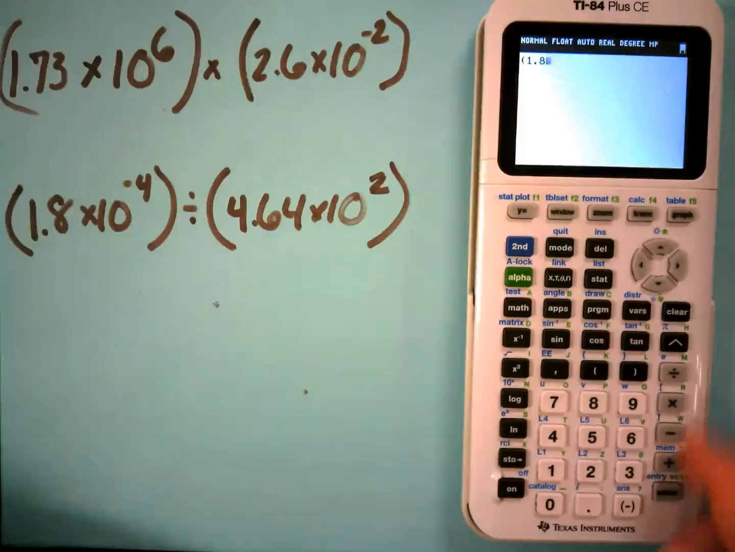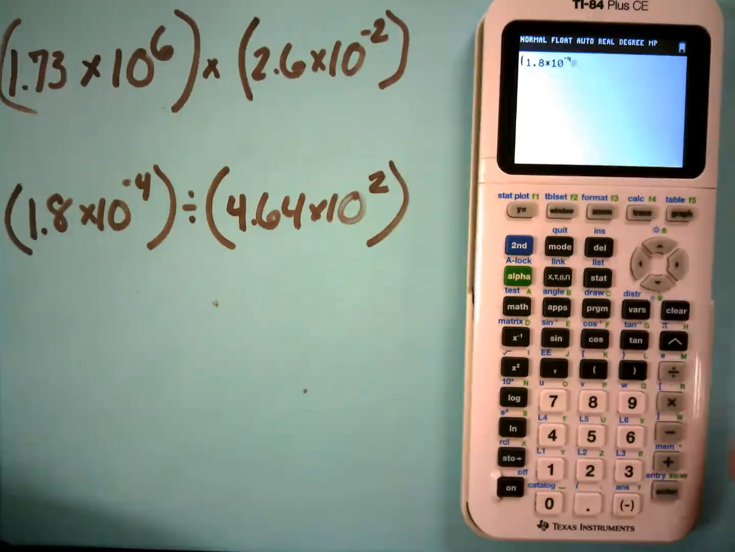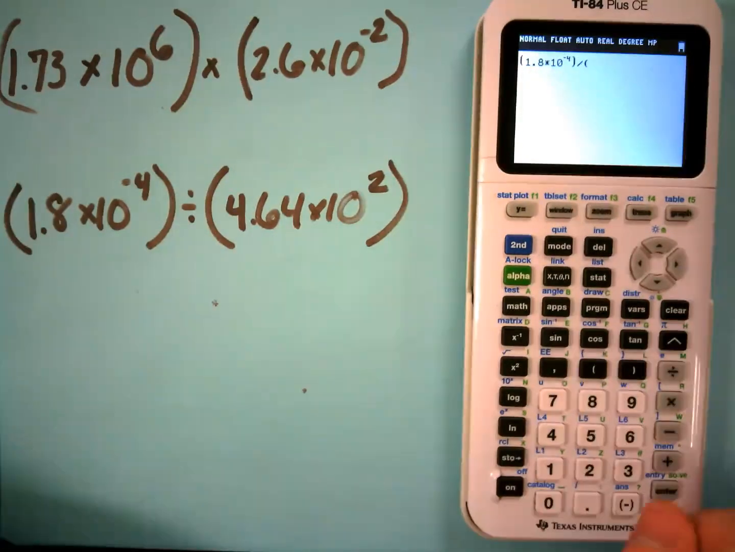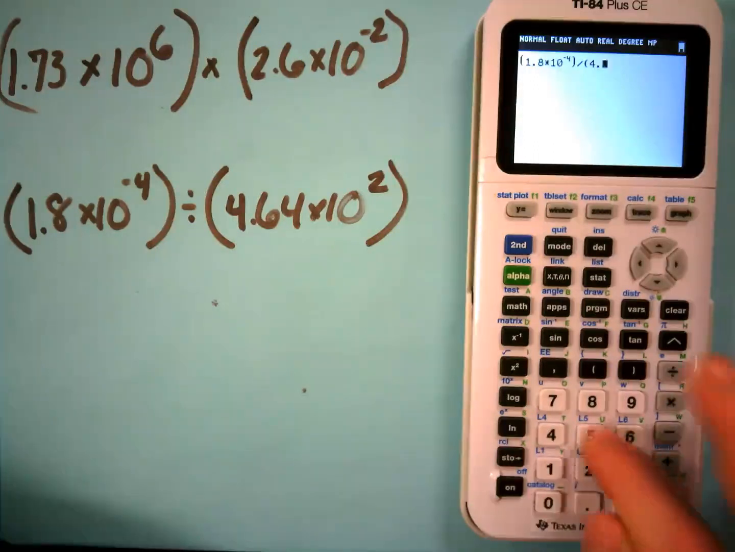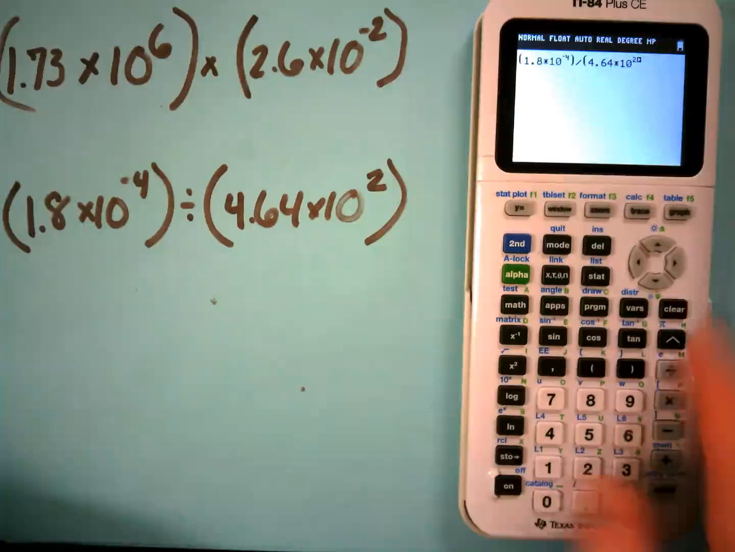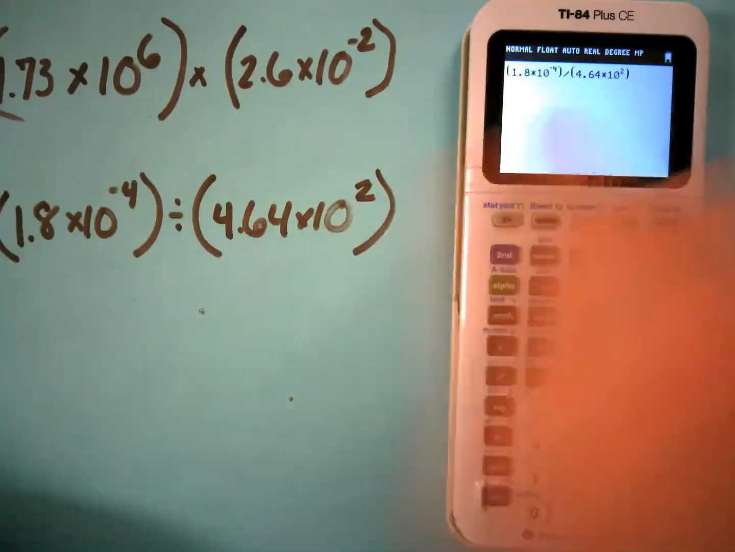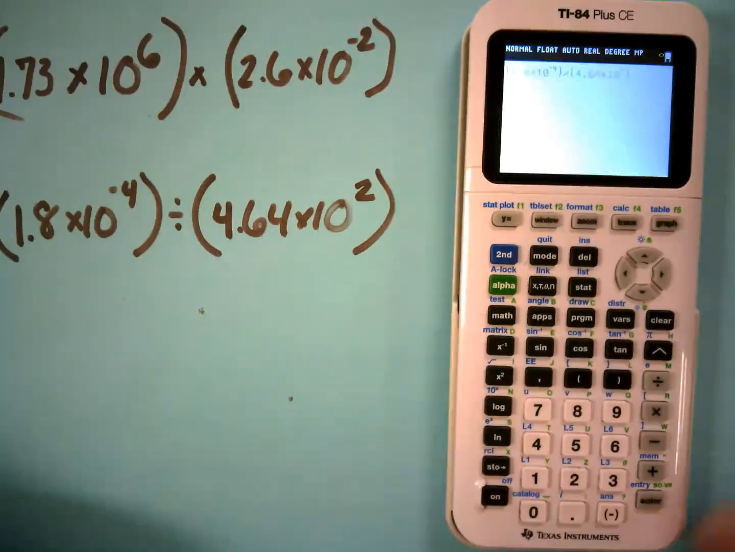Parentheses 1.8 times 10. Again, then we're going to hit the up arrow key, not this one, this guy right here that I'm talking about. And then it's going to be -4. We hit the side arrow, close parentheses, divide, parentheses 4.64 times 10 to the 2nd power, close. After making sure everything looks good, which it does, enter.